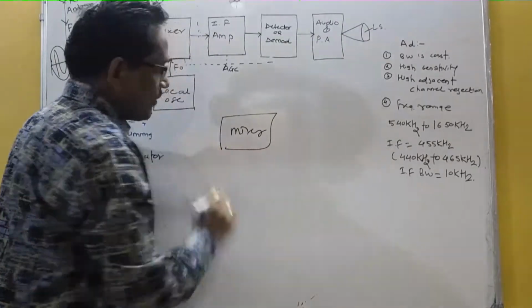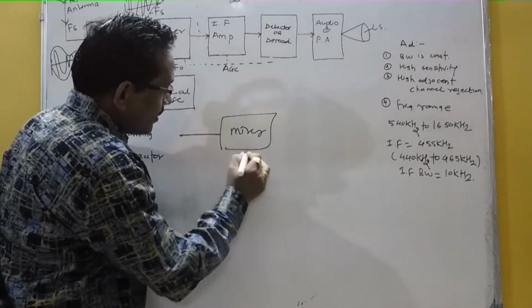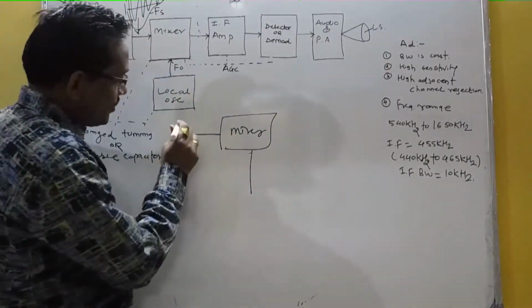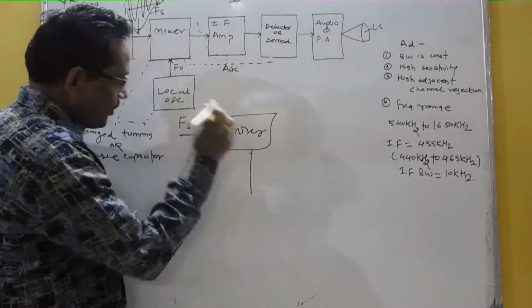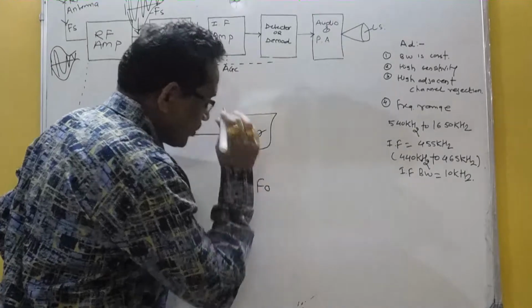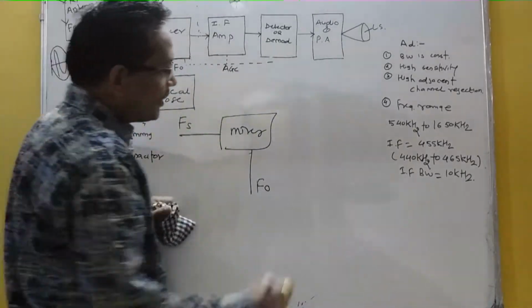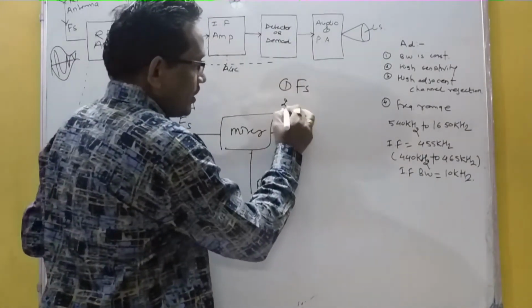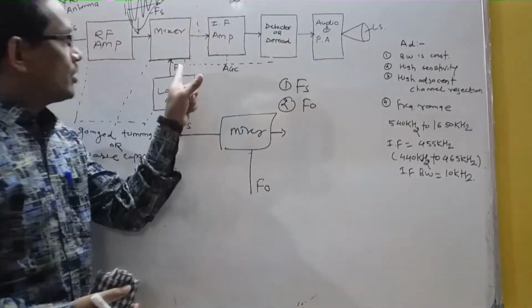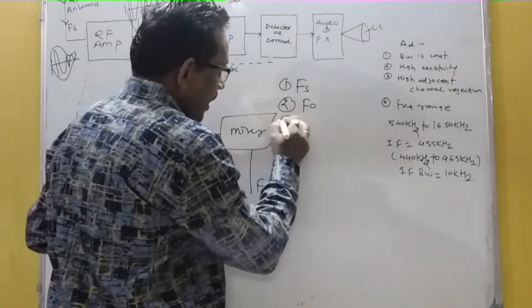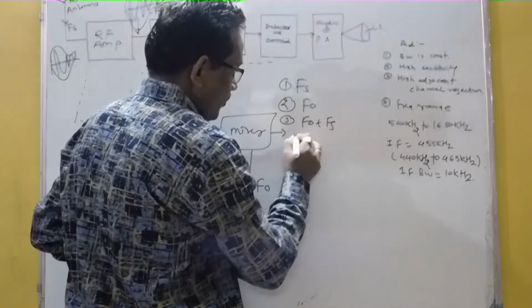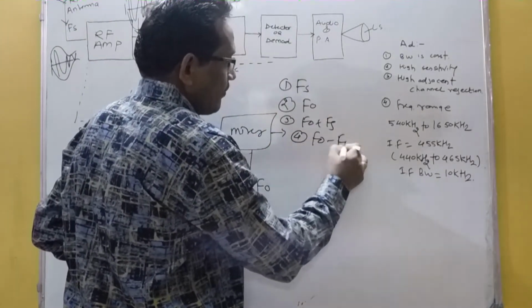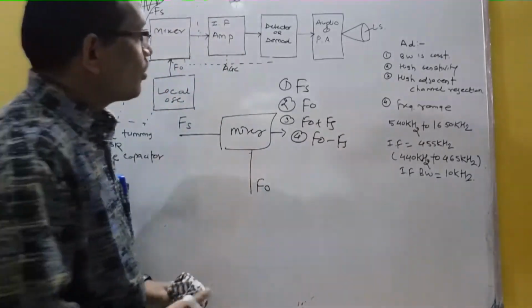As per the definition of a mixer, a mixer is a non-linear device which has two different signals having different frequencies. Out of that, one frequency is a low frequency and the second is a high frequency. Suppose I call it F0. Then at the output of this mixer there are a total of 4 outputs. The first output is Fs as it is. The second output is the local oscillator frequency, F0. The third output is F0 plus Fs, and the fourth one is F0 minus Fs. So the output of the mixer has a total of 4 outputs.